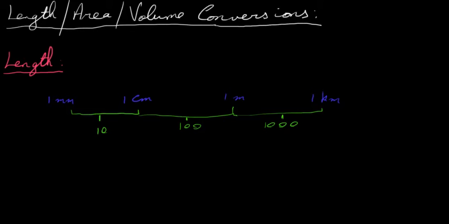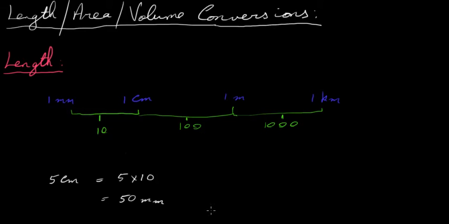So let's start with an example. Let's take 5 centimeters, and we want to convert that to millimeters. So we're going to move in the left direction, in this direction here. We know that there are 10 millimeters in 1 centimeter, so there are 5 times 10 millimeters in 5 centimeters. So that's going to be just 50 millimeters. Okay, so 5 centimeters is 50 millimeters.